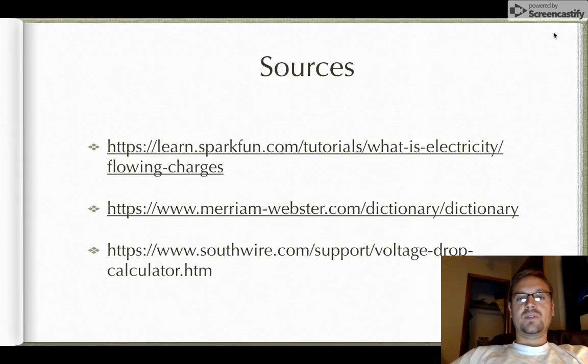Some of the sources I used, SparkFun's a great one. They have lots of components, electrical components. You can really read on SparkFun a long time. There's a lot of digital electronics items that are on there. And again, use the Merriam-Webster dictionary for some of those definitions of voltage, amperage, and ohms. And I've also looked at Southwire, who makes electrical conductors, talking about voltage drops, and they have a calculator to calculate the size of wire that's needed for certain lengths of run based on the voltage and the current that needs to be going through that circuit.